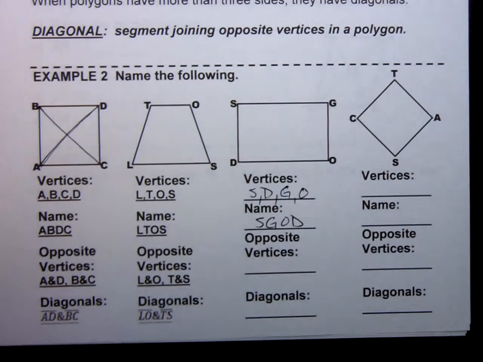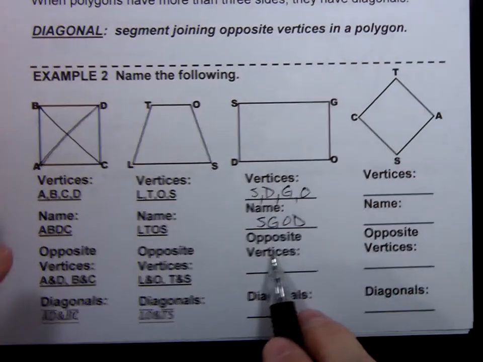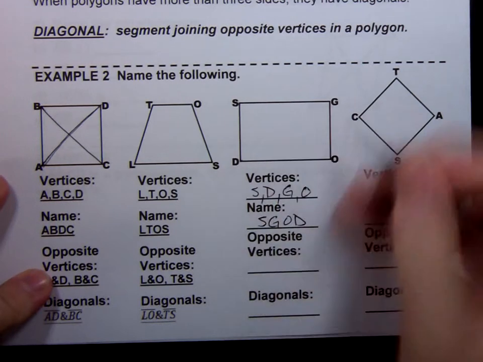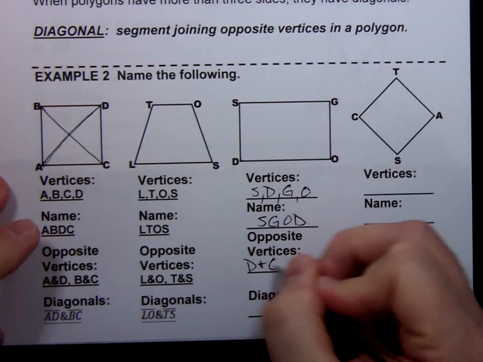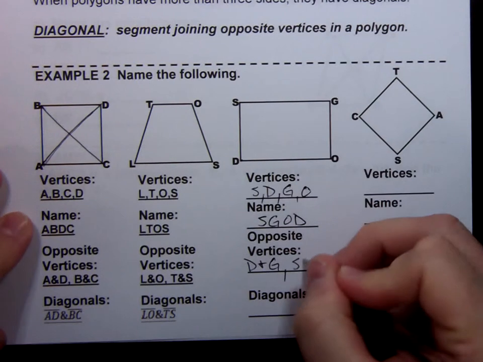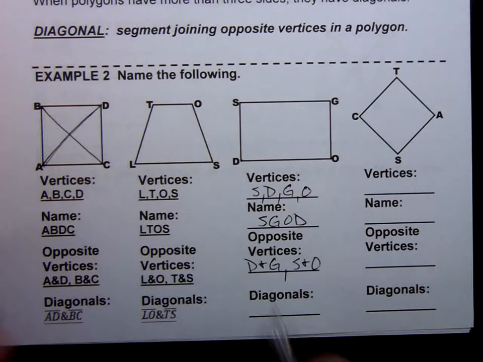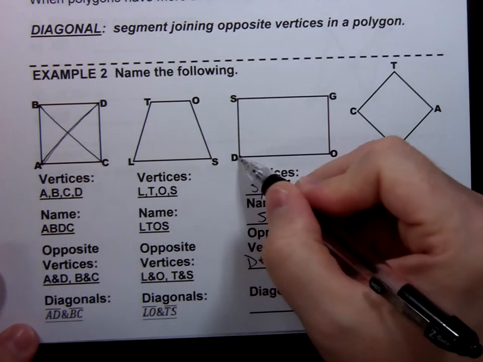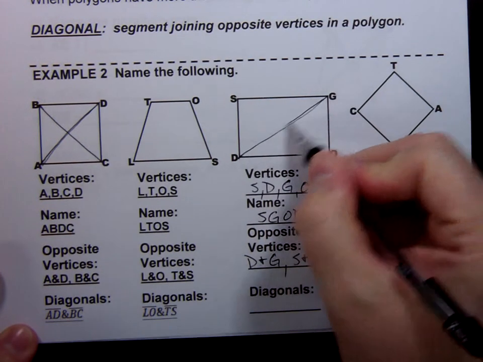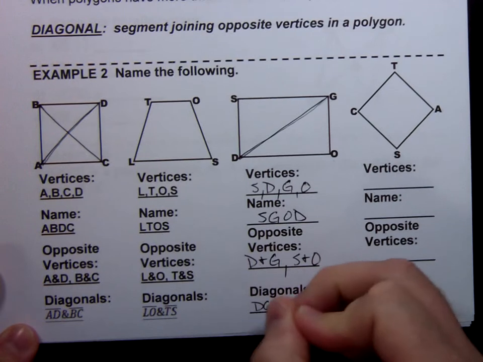That would be one possible name for that figure. Okay, opposite vertices. D and G are opposite each other. S and O are opposite each other. Remember for a diagonal, you just connect the opposite vertices. So, if I connect D and G, I get a diagonal. The diagonal is a line segment, so that would be line segment DG.